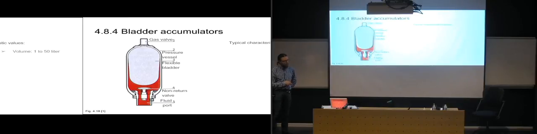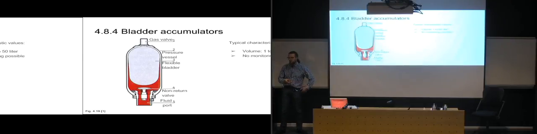And the typical characteristic values for it is 1 to 50 liters. So here we can have a bit more fluid stored inside it. So that's a plus. Again, it's not possible to have any way of monitoring the position of the bladder. The only way that would be possible was if you made the pressure vessel in some kind of see-through material, but then you wouldn't have enough strength to handle the pressure.